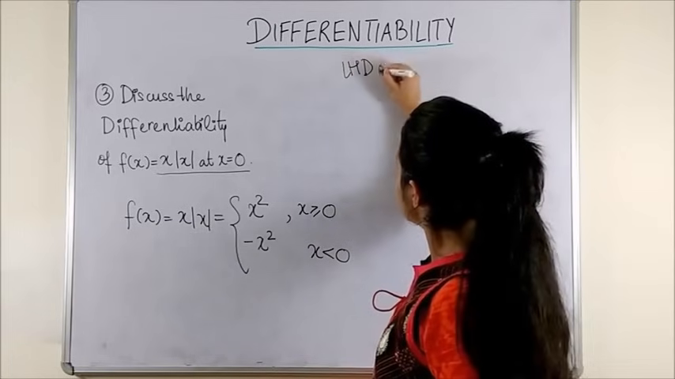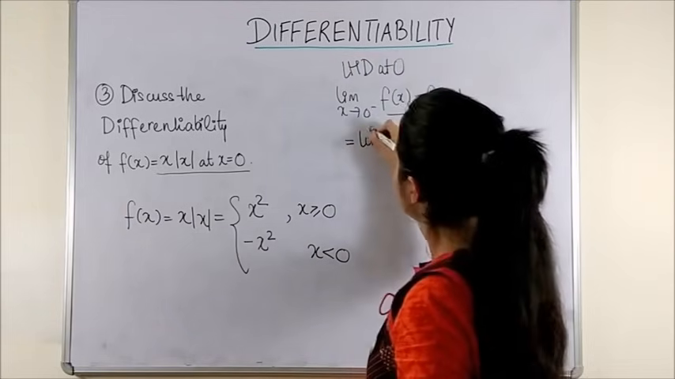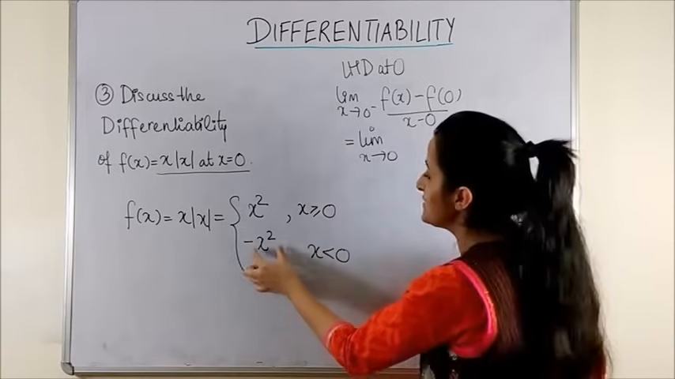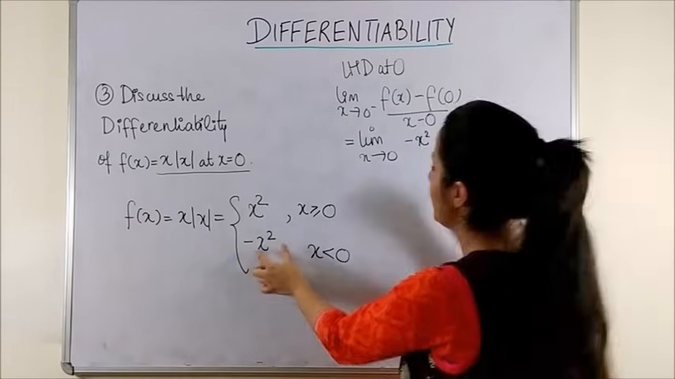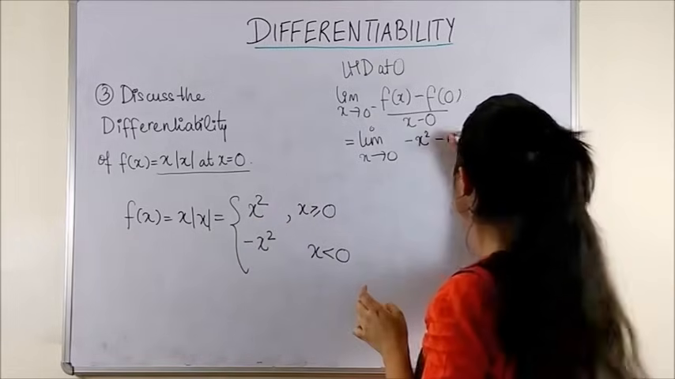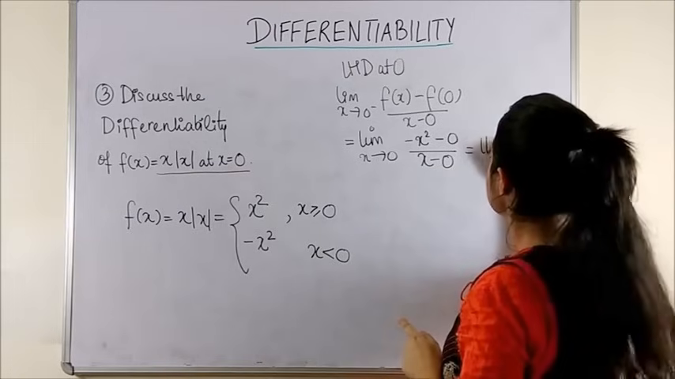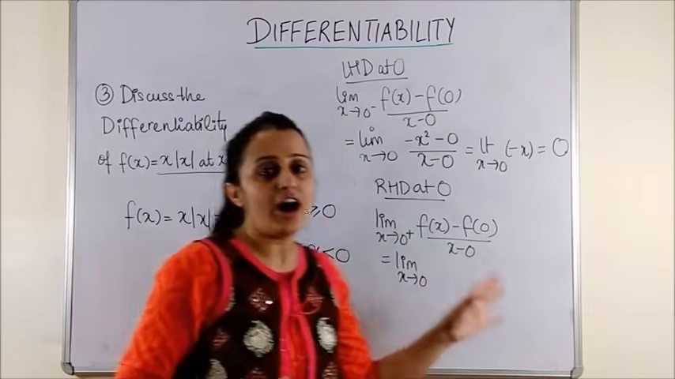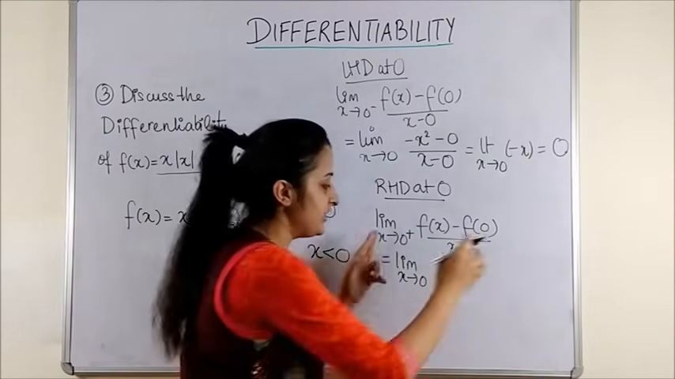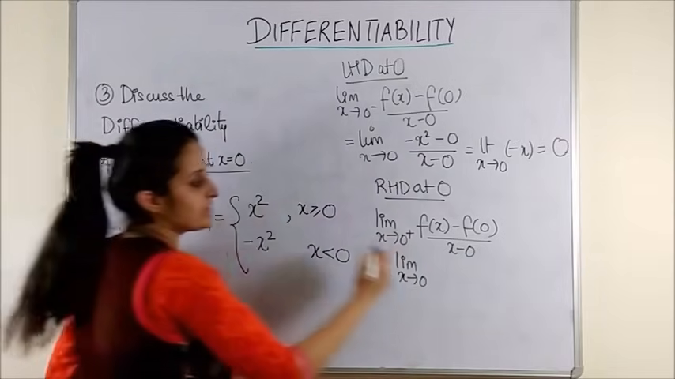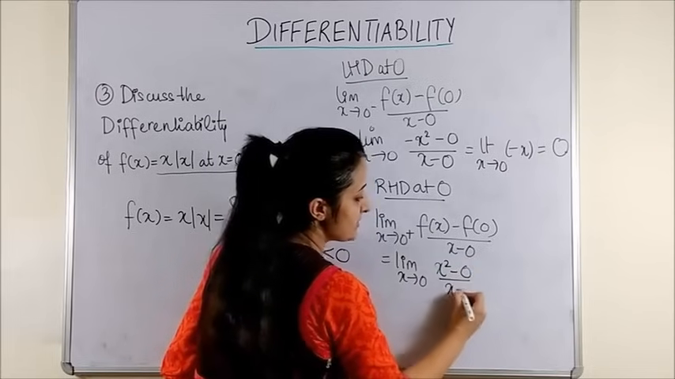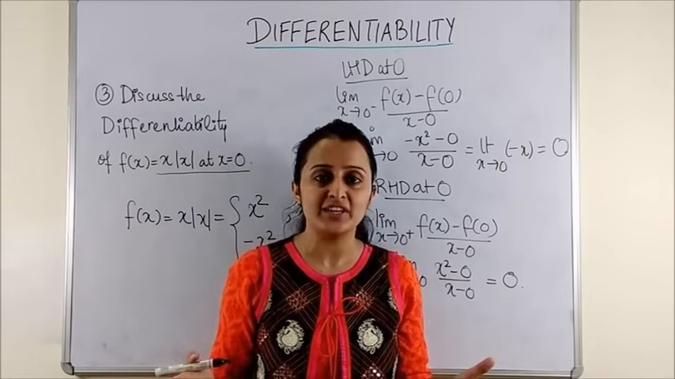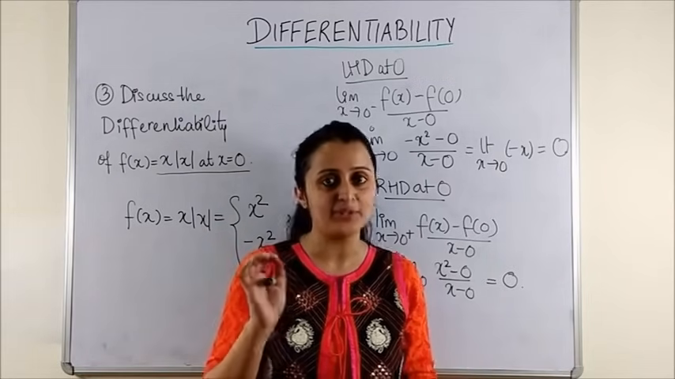So checking for LHD at 0 and then substitute for the values. Now limit x tending to 0 from the left hand side gives us this function. So minus x square minus f at 0, which would be just 0 square, upon x minus 0. Limit x tending to 0 minus of x, which is 0. Similarly for RHD at 0, once you write the definition, f x from right side of 0 is x square minus 0 upon x minus 0, which once again gives us the answer 0. So this gives us that the function is differentiable at the point x equal to 0.